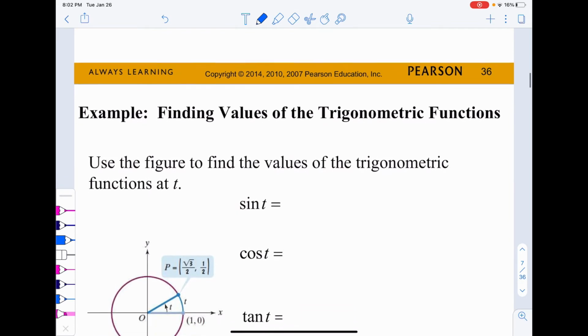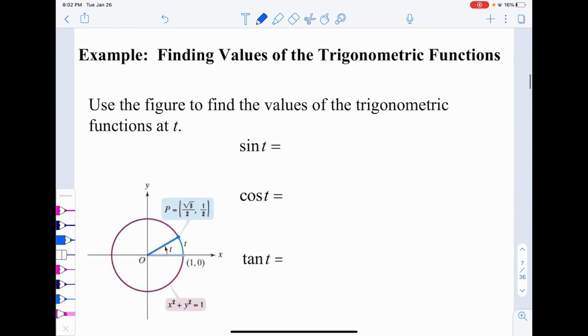All right, so an example, finding values of the trigonometric functions. It says to use the figure to find the values of the trigonometric functions at t. So we have our sine of t. If we're looking at the values we have along our point P, we have an x value and we have a y value. That means our sine of t is just going to be whatever that y value is, which is going to end up being a 1/2. Remember, that's our y value if we're dealing with sine.